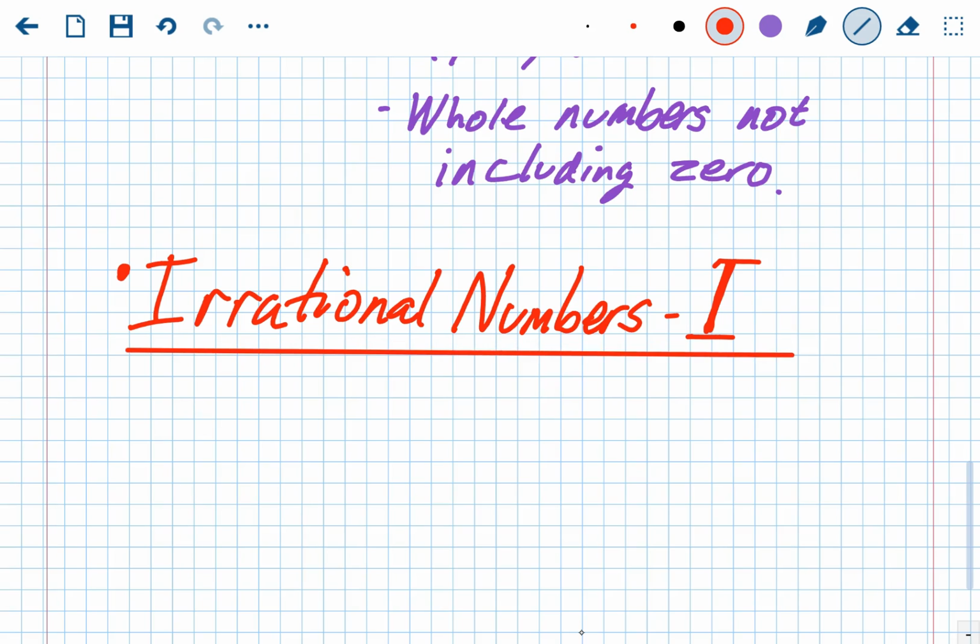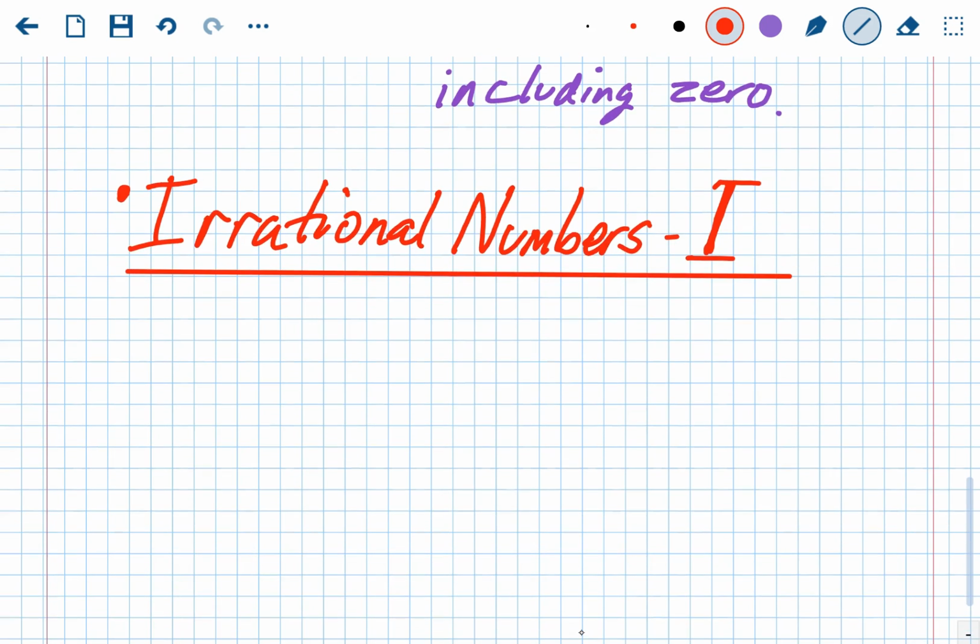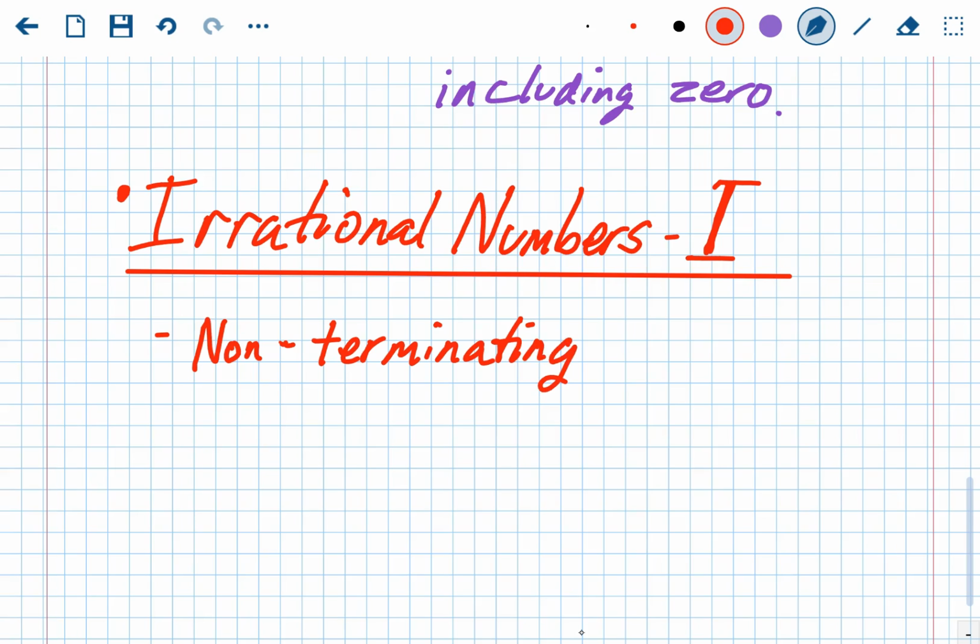Well, what's an irrational number? Well, it has to be the opposite of the definition of a rational number. Rational numbers were numbers that can be written as fractions. Rational numbers were decimals that ended or decimals that repeat. So an irrational number can't include any of those. Irrational numbers are going to be non-terminating and non-repeating decimals. So decimals that don't end and there's no pattern.